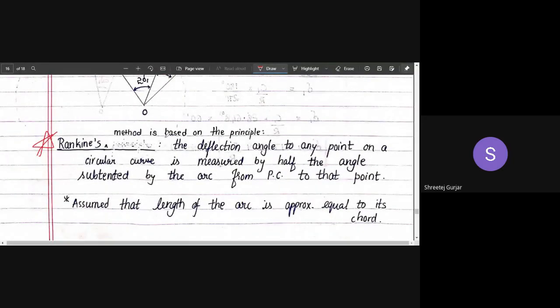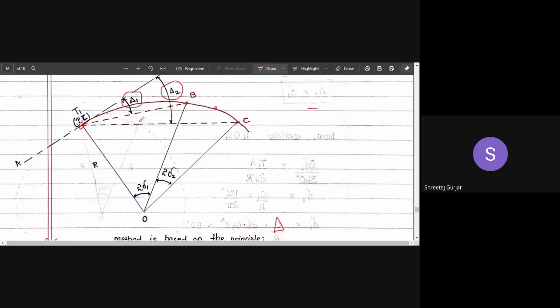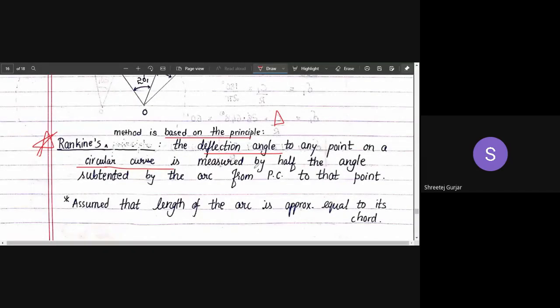Rankine's method is based on the principle that the deflection angle to any point on the curve, circular curve to be precise, since we are dealing with circular curves, is measured by half the angle subtended by the arc from PC to that point. So to calculate the deflection angle delta to any point on the curve, it is measured by half of the angle subtended by the arc from PC to that point.